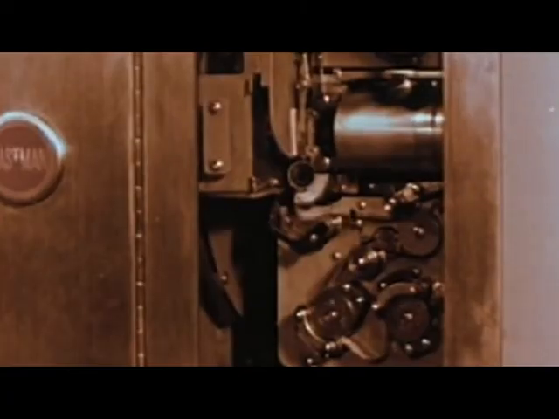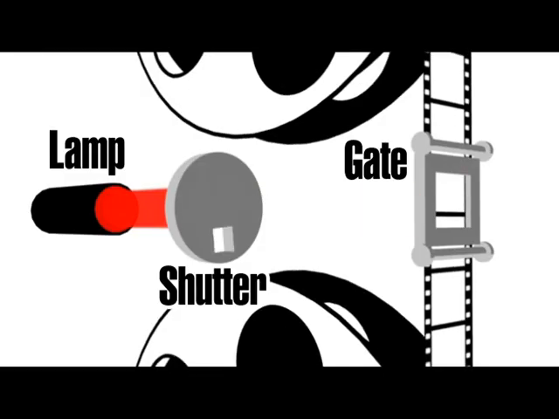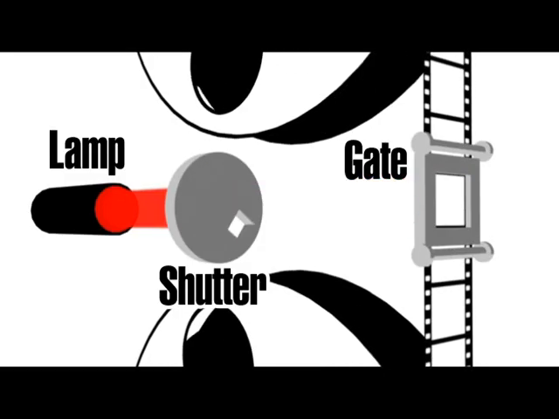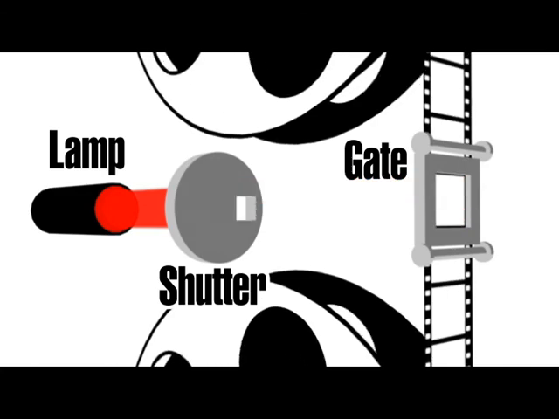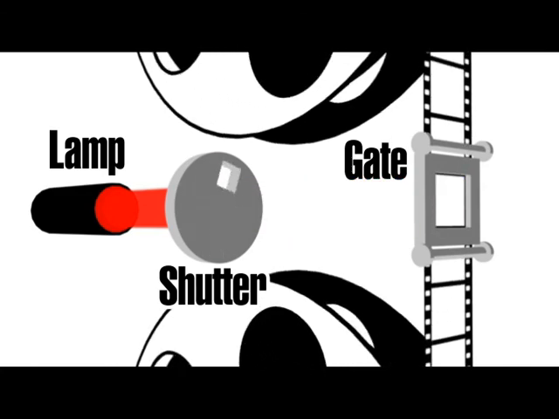Film doesn't just slide across the lens in a continuous stream in a projector. This would only create a top to bottom blur on the screen. Instead, a frame is pulled into a gate and held there for a moment, 24 times a second, with the shutter blocking the lamp while the film is in transit into the gate.